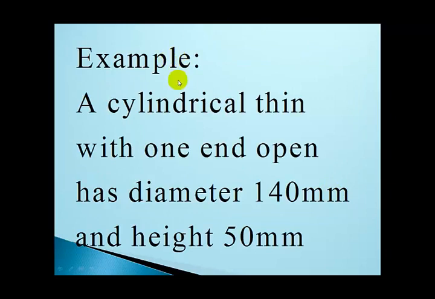Example: a cylindrical tin with one end opened has diameter 140 millimeters and height 50 millimeters. That means that the cylinder has diameter 140 millimeters and height 50 millimeters. So the height is 50 millimeters and the diameter is 140 millimeters. Now let's proceed.